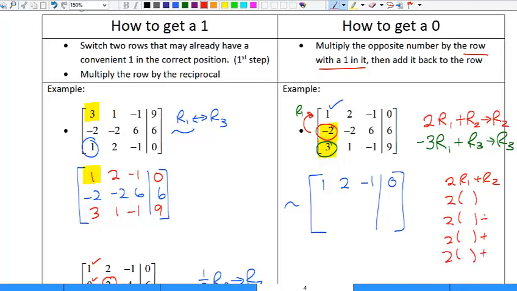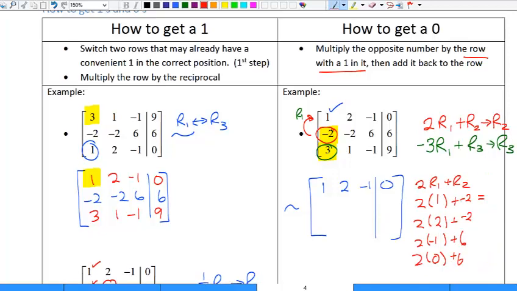I have 2 times row 1. My row 1 is 1, 2, negative 1, and 0. My row 2 is negative 2, negative 2, 6, and 6. So when I add across, I'm getting 0, 4 minus 2 is 2, negative 2 plus 6 is 4, 0 plus 6 is 6. So when I add it, I get 0, 2, 4, and 6 for my second row.